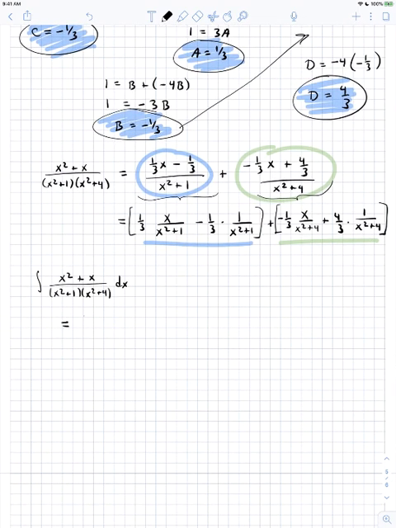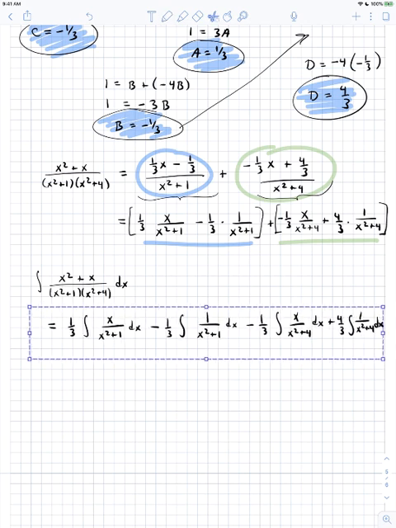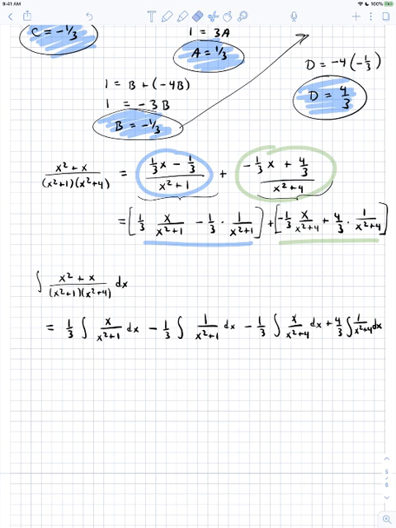So it's going to be equal to 1/3 times the integral of x over x squared plus 1 dx, minus 1/3 times the integral of 1 over x squared plus 1 dx, minus 1/3 integral x over x squared plus 4 dx, plus 4/3 times the integral of 1 over x squared plus 4 dx. Okay, it didn't have quite enough room there, so let's move it over to the left a little bit, and fix that dx. There we are. Now, each one of these we can do individually.